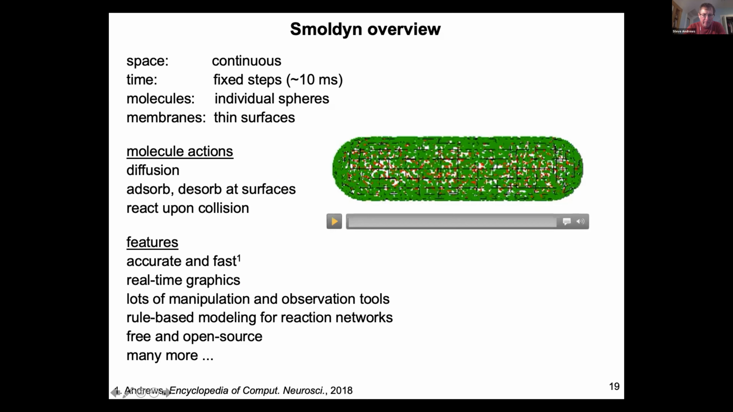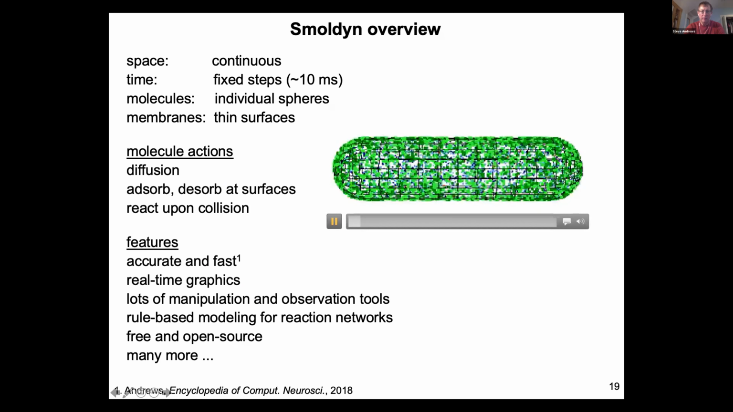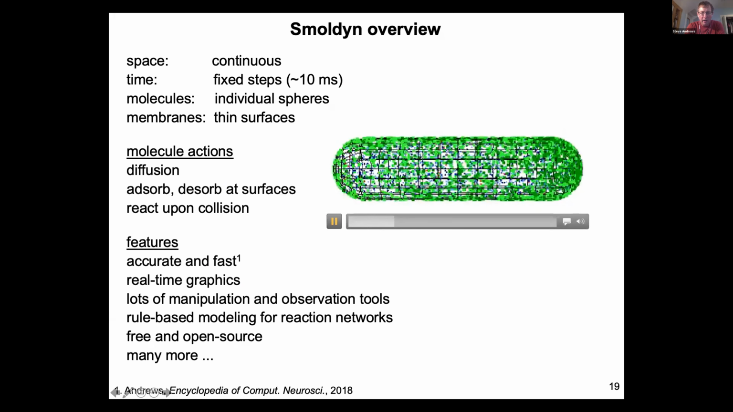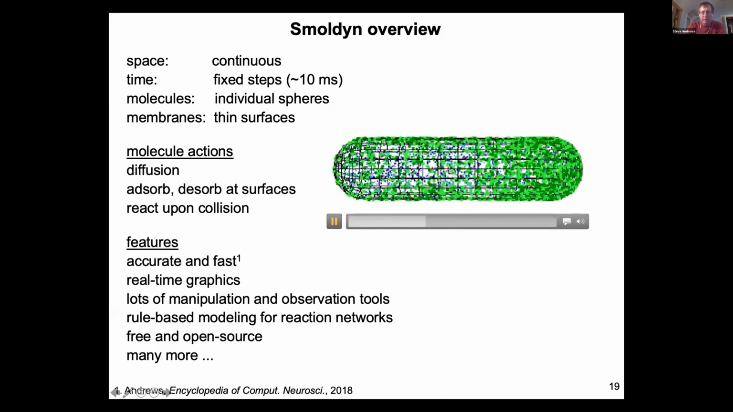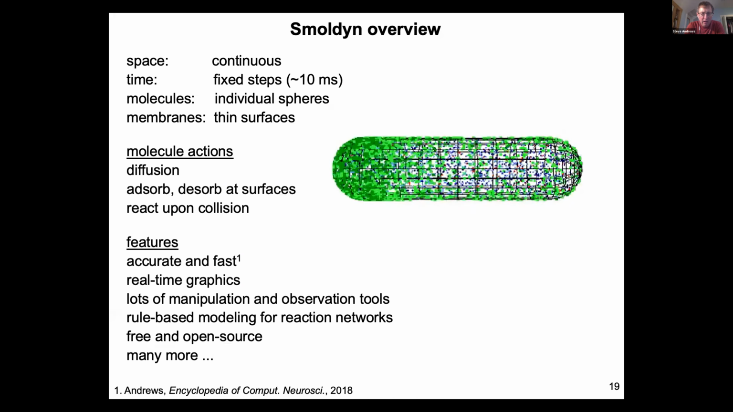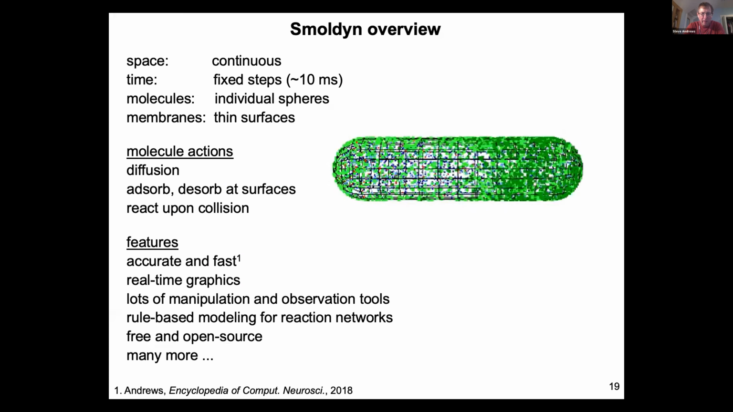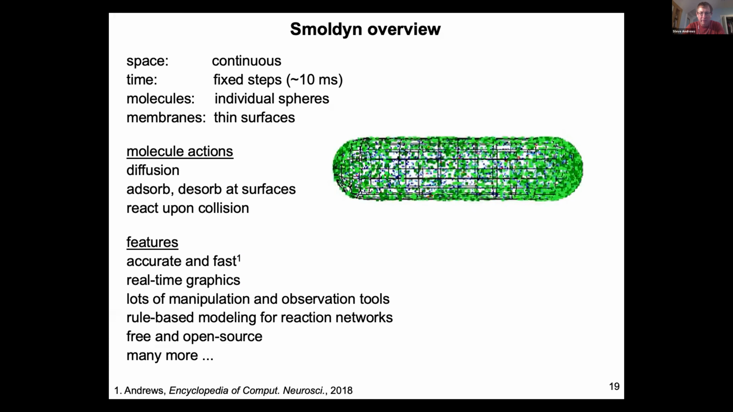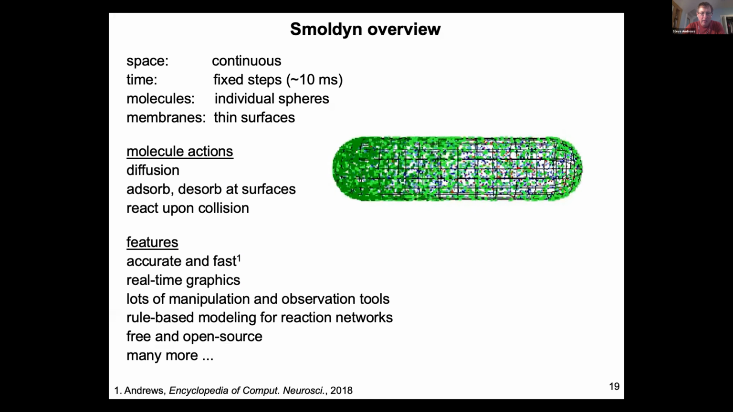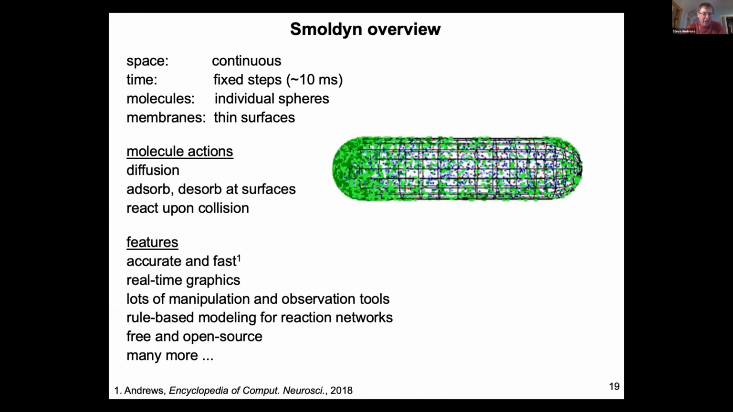So here's the E. coli Min system. These are single dots, or single molecules, diffusing around. The wire mesh shows the surface of the cell. It's conceptually pretty simple. Molecular actions are diffusion, adsorption, desorption, etc. from surfaces, and molecules react upon collision, plus a whole lot of features.